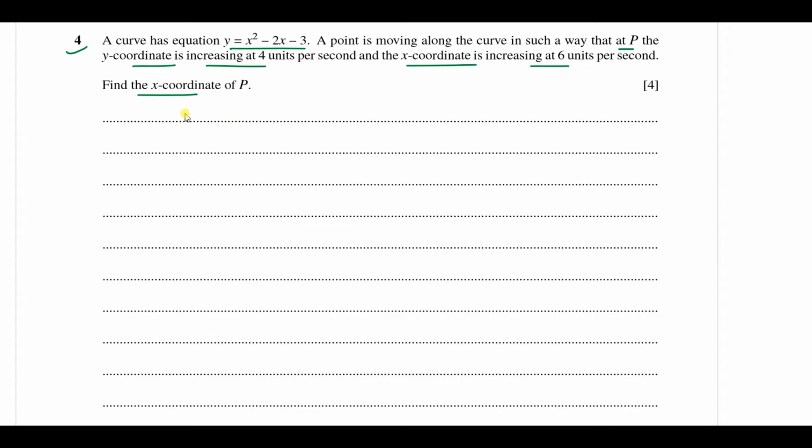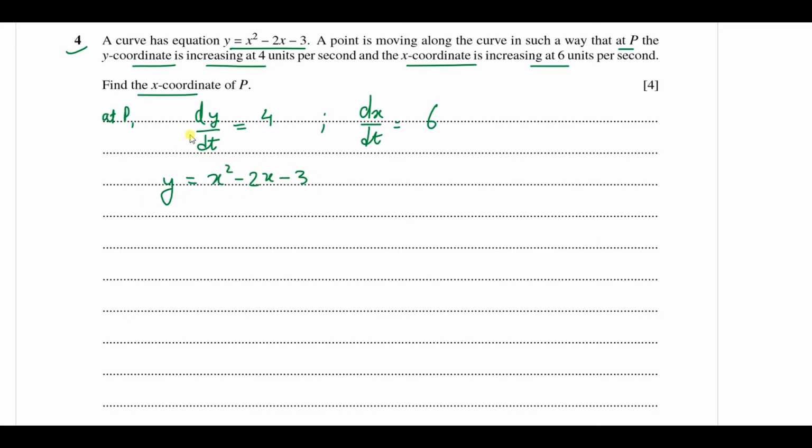So what are the given things? We can write at P, dy over dt is 4 and dx over dt is 6 units per second. And what else is given? y is given as x squared minus 2x minus 3.